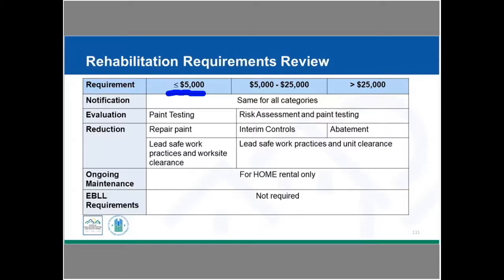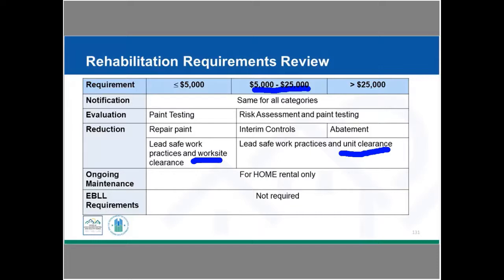So then our next category is 5,001 to 25,000, and this is where we are now expanding the area. We're looking at the entire unit. If we're in a rental situation, we're looking at the entire unit as well as common areas that are servicing the unit. So if you're in a condo, it's the unit and any common areas that are servicing the unit. And so in this case, our evaluation is a risk assessment that's going to be done by a certified risk assessor, and then paint testing of the surfaces to be disturbed. For our treatment, we're doing interim controls, and we need to make sure that we have RRP firms and workers doing this lead hazard control of interim controls. They're going to be doing safe work practices, and they're going to be doing unit clearance. You see, this is different than the under 5,000, where it was work site clearance. So we're making sure we're doing unit clearance, and then we're going to be doing our notices as well.